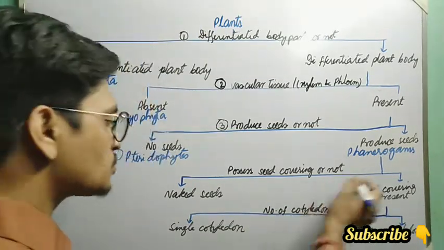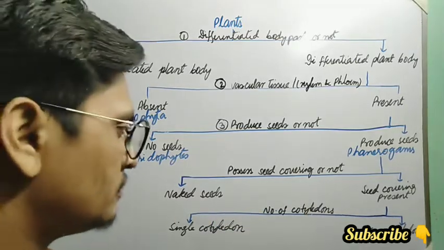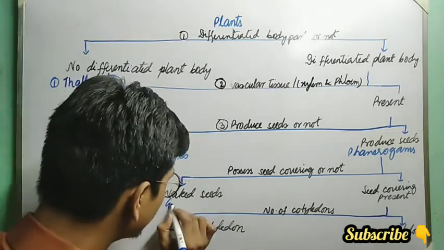So those phanerogams which do not have any seed covering, that is, naked seeds without any seed covering, are said to be gymnosperms.